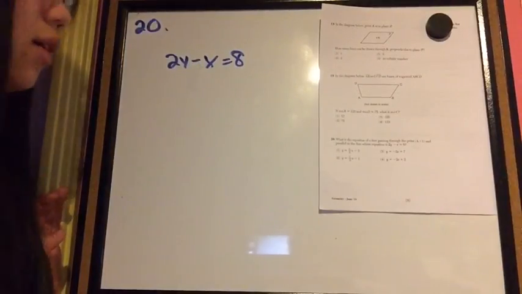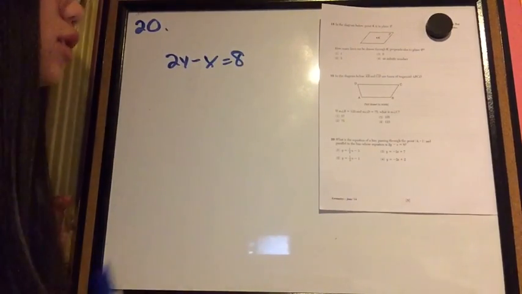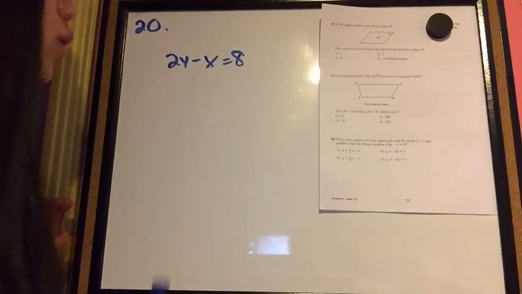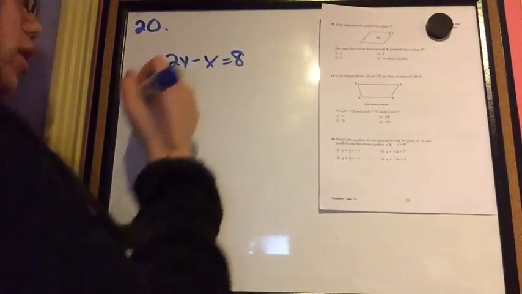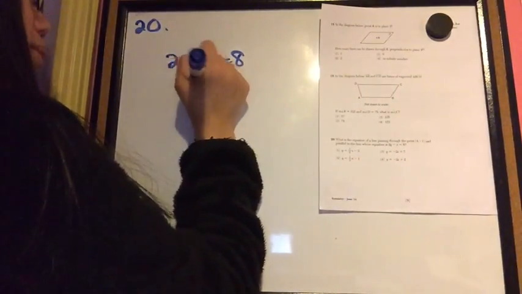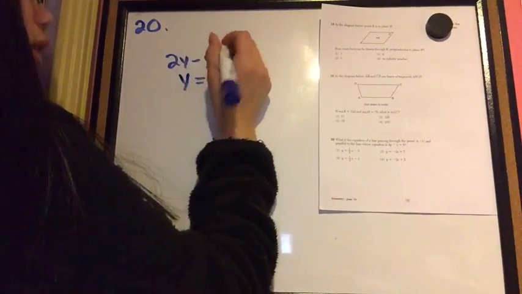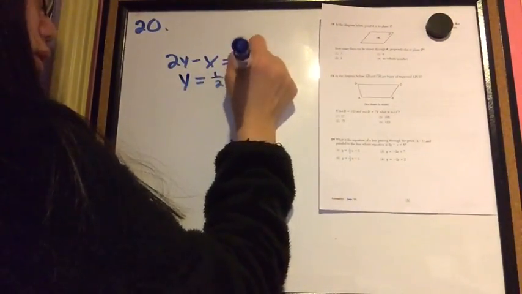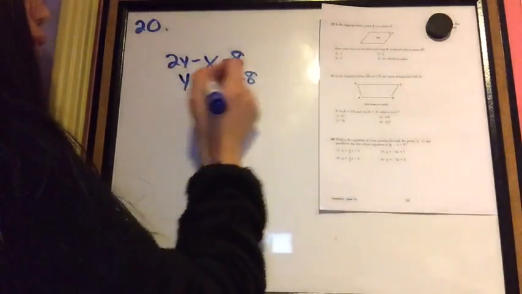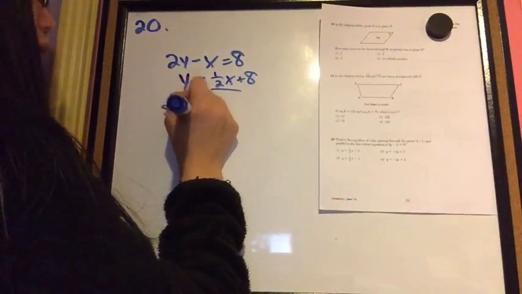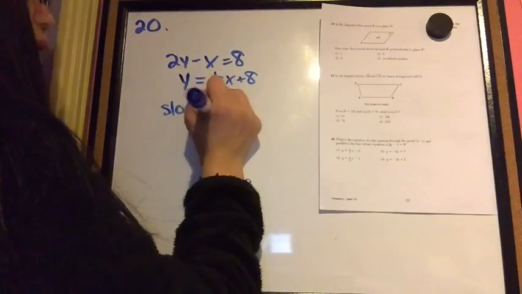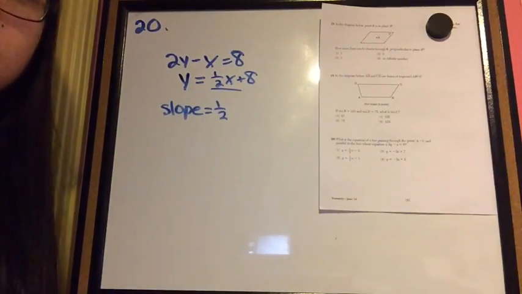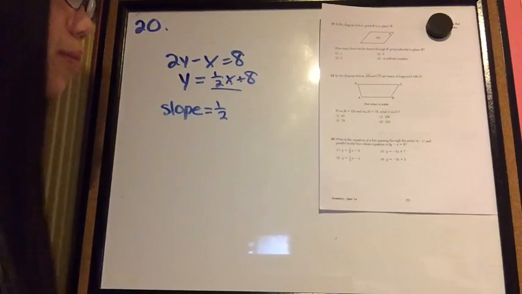Number 20 is asking for the line that passes through the point (0, -1) and is parallel to the line whose equation is 2y minus x equals 8. This written in y equals mx plus b format is y equals 1/2 x plus 4. The slope being 1/2, which is also the slope of the new parallel line because parallel lines have equal slopes.